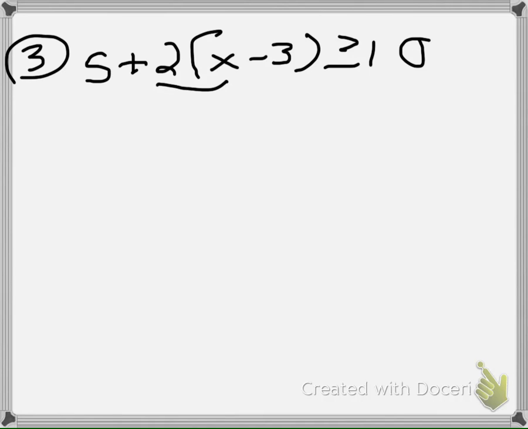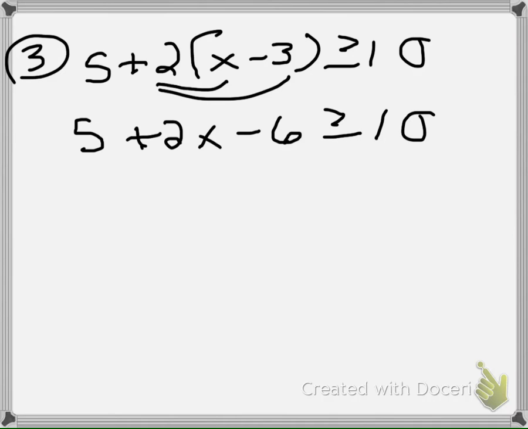Alright, first we have to distribute. We'll bring the 5 down because we know that we're not going to do anything with it. Here we go. 2 times x is 2x. 2 times -3 is -6. Greater than or equal to 10. Okay, combine like terms. These are my like terms. 5 and -6 is -1. So this is going to end up to be 2x. It didn't go anywhere. Minus 1 is greater than or equal to 10.